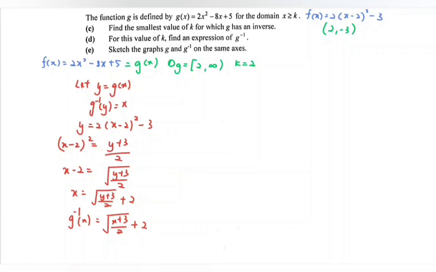Next, referring to E, sketch the graph of g and g inverse. So I would prefer to refer to the quadratic graph instead of g inverse.